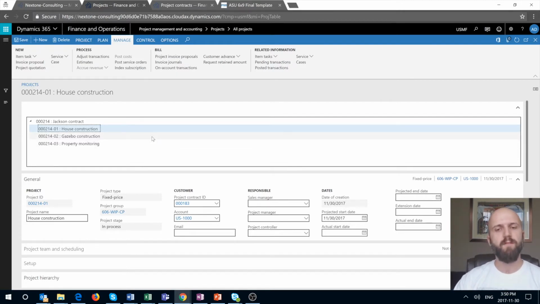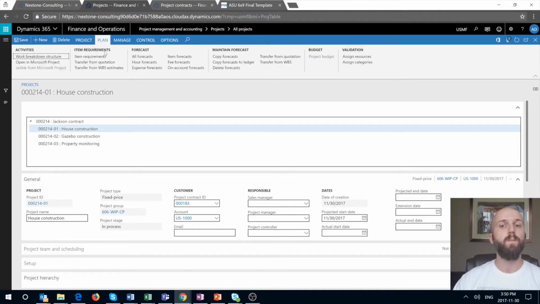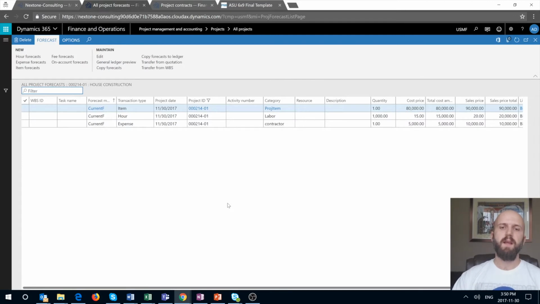I selected one of my sub-projects, which is house construction, and I'm going to navigate to the Plan tab, and I'm going to select all forecasts. You can see that I have 3 forecast lines. The first one is for a service item, and it is called project item. And we can see that the cost of that is $80,000 and the selling price is $90,000.